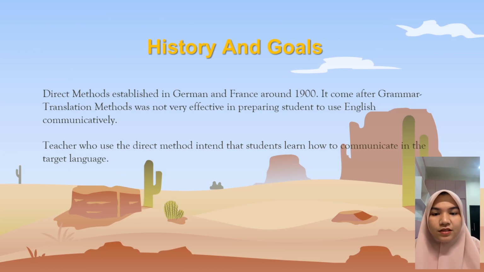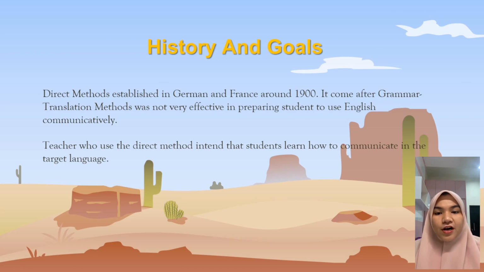The next slide talks about the history and the goals of the direct method. The direct method was established in Germany and France around the 19th century. It came after the grammar translation method was found not very effective in preparing students to use English communicatively. The method was developed as a response to the grammar translation method. It sought to immerse the learner in the same way as when the first language is learned. All teaching is done in the target language. Grammar is taught inductively. There is a focus on speaking and listening, and only vocabulary useful in everyday language is taught.